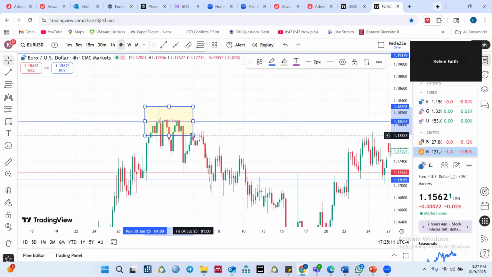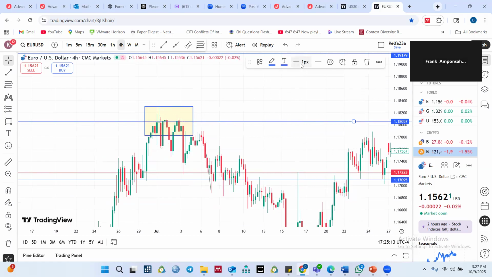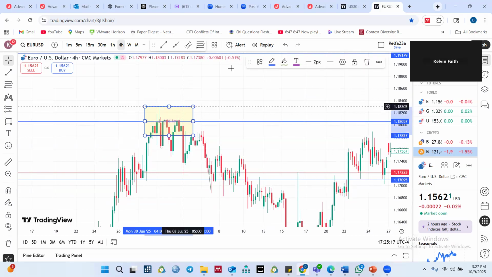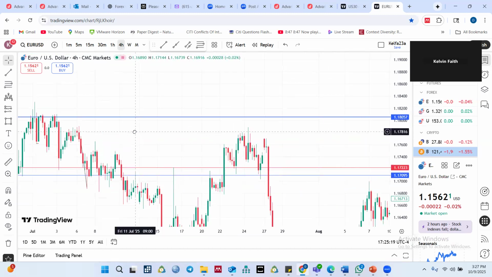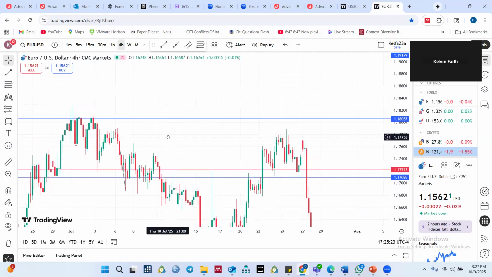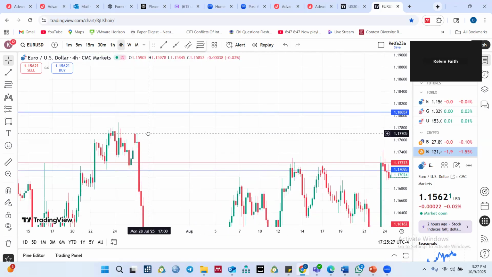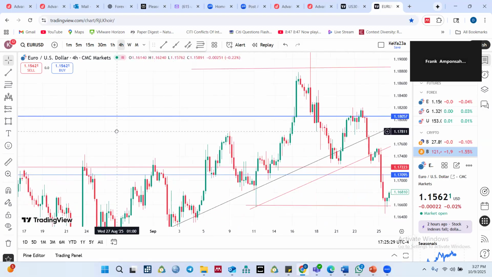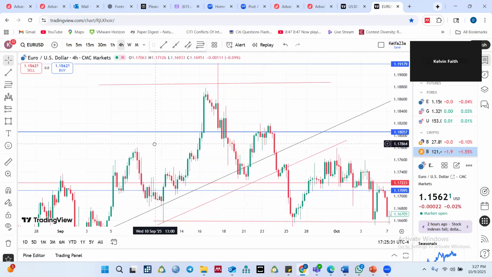This area. Let me make it very big. So what did we say support is? Support is where buyers will step in, and resistance is where sellers will step in.